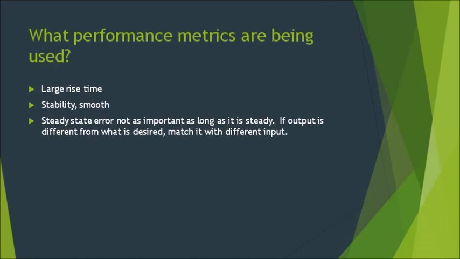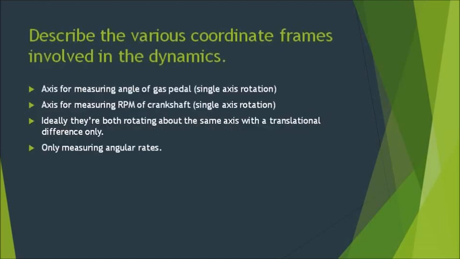There are two coordinate frames involved in our system: the frame defined to measure theta of the pedal, as well as the frame used to measure the RPM of the crankshaft. The z-axis of the pedal frame points outward from the driver's side. The y-axis points to the ground, and the x-axis points to the back of the car.